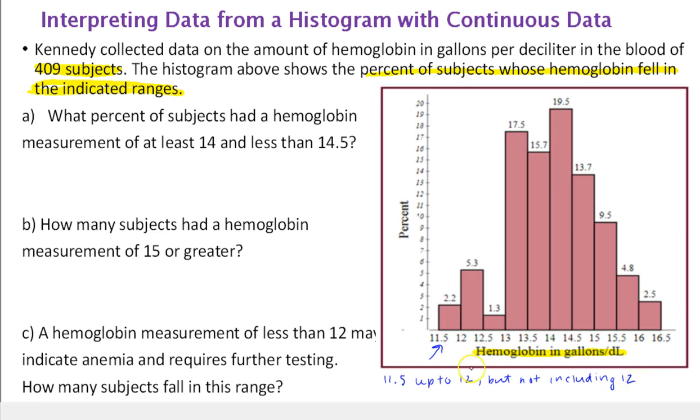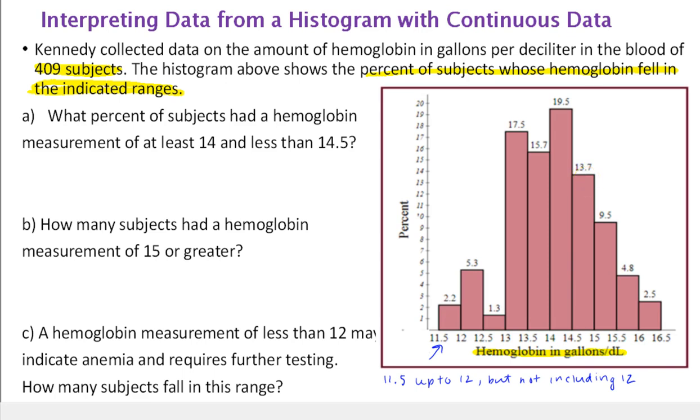So the idea here is that any value between 11.5 and 12, so 11.67, 11.893, there's a continuous set of values in here, and that's why we're calling it continuous data. But our convention is for the endpoint values, we always include them in the next largest bar, meaning that 12 is included in this bar. Here, 14 to 14.5, this bar includes 14, but it doesn't include 14.5. The people who are 14.5 or higher, but less than 15 fall in this range.